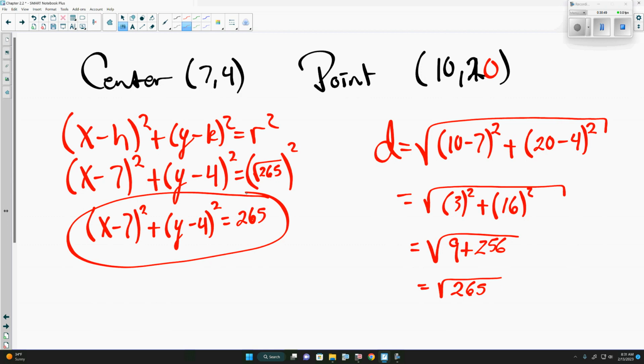But that's really it. It's not that those are any harder. We just have to find the radius using the distance formula, and that's it. Any other questions on any of this here? So that's it for circles.